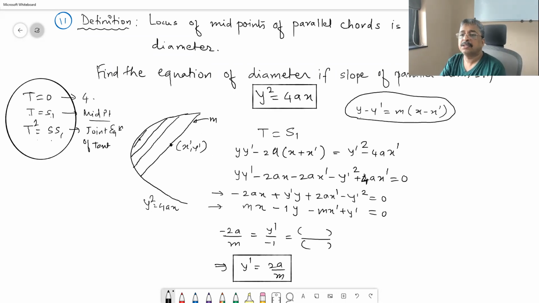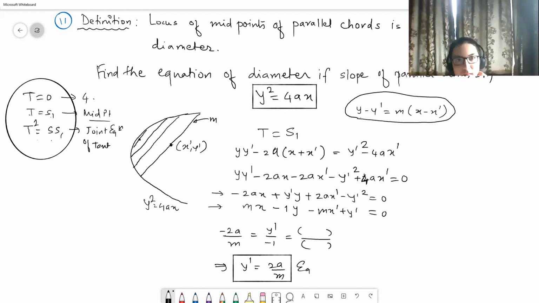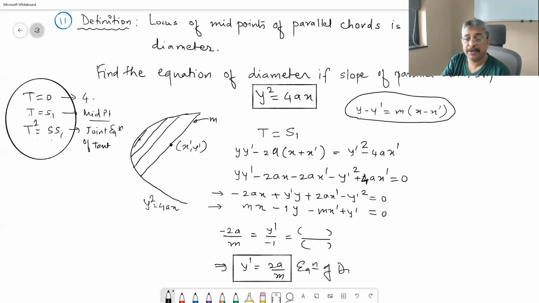Do you understand? That is where the story ends. We get the locus: y dash is equal to 2a upon m, a constant. The moment you give me the slope of the chord, I give you the diameter. That is one way of doing it. Equation of diameter.